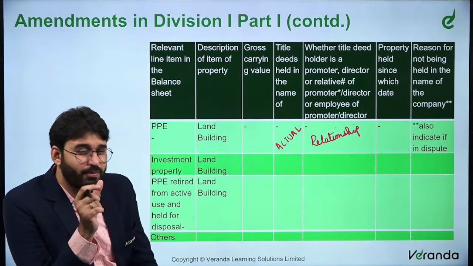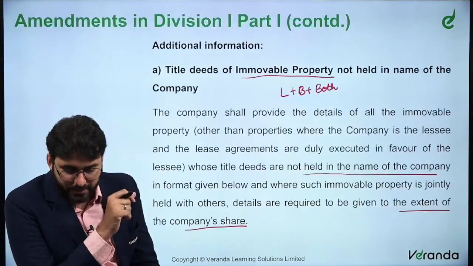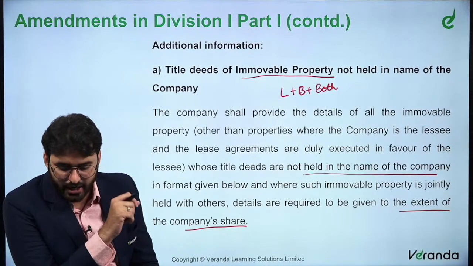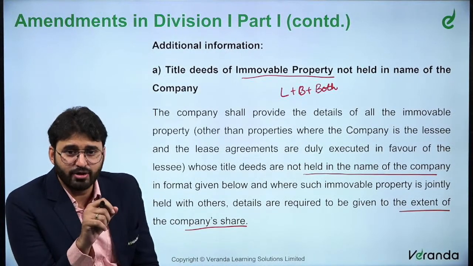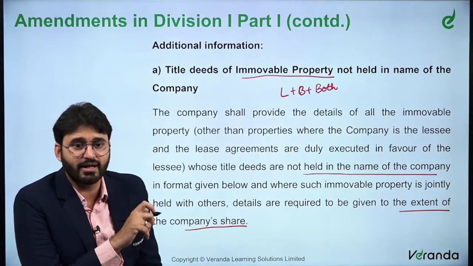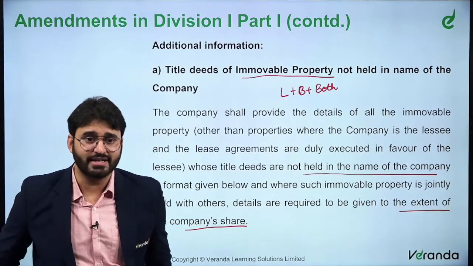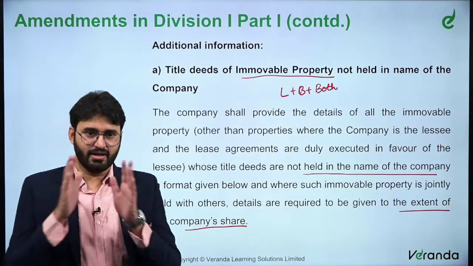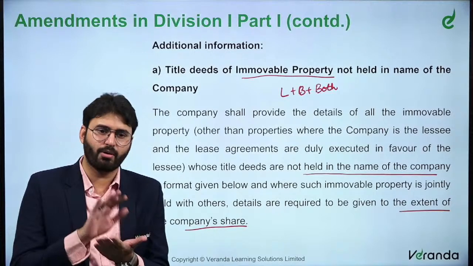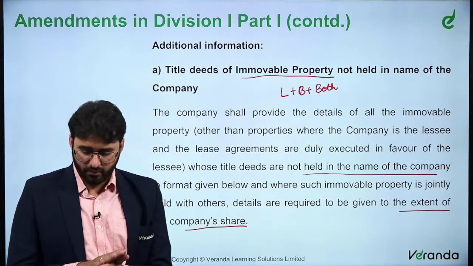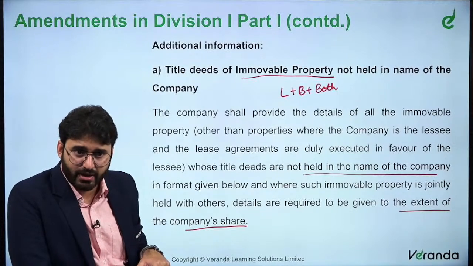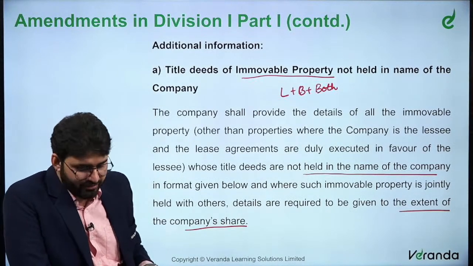Again, I repeat, this could be a potential examination question. For any immovable property not held in the name of the company, the company shall provide the details of all the immovable properties whose title deeds are not held in the name of the company, in the format given below. Where such property is jointly held with others, details are required to be given to the extent of the company's share. Practically, it is very difficult to find such cases, because books will be my base. Say there are 5 immovable properties in the books. No problem, CARO reporting will be there. However, how will I know if there are any immovable properties which are supposed to be held in the name of the company but are not held in its name? So from that angle, it is a little difficult and tricky clause.